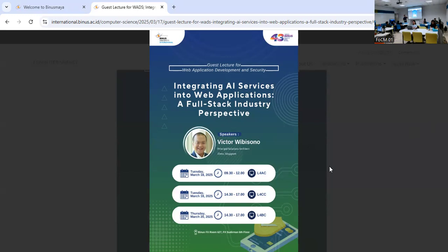From this flyer, you can see the information about our guest lecture. The speaker today is Victor Bisono, as you can see here. This guest lecture is for all three classes for the web. The general topic we will deliver today is integrating AI practice in web application. I'm expecting that he can share the industry perspective, the technical perspective, related with our course.